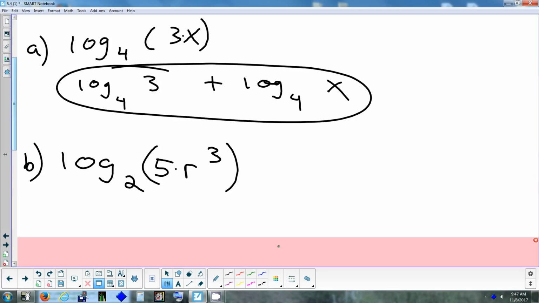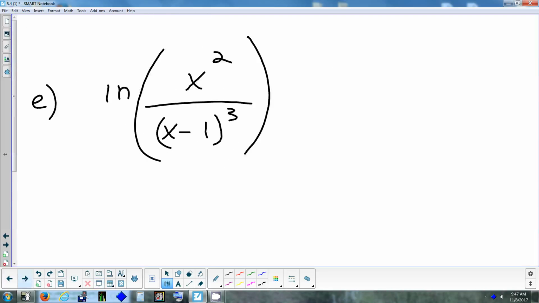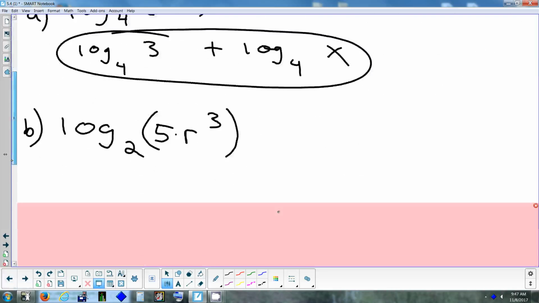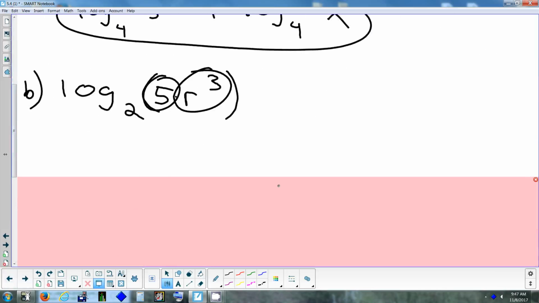All right, let's try this one. Gracie, is that one going to split as a sum or a difference? Difference would only be if you had a quotient like that. So that's going to split as a sum. It's a little more complicated than the last one, but it's still something times something. Sam, when I split it, what's going to be the base on each log? 2. Log base 2. And Jay, in my first argument? 5. And now the second argument, just watch me for a second before you write it down.